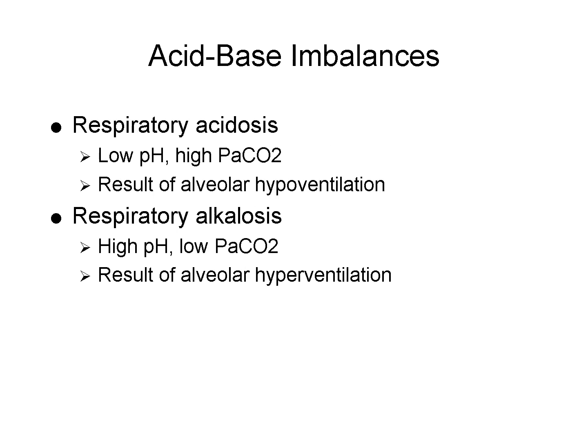Respiratory acidosis is characterized by a low blood pH and an elevated partial pressure of carbon dioxide. It results from alveolar hypoventilation, where the lungs fail to expel enough carbon dioxide, leading to acid accumulation. In contrast, respiratory alkalosis presents with a high blood pH and a low partial pressure of carbon dioxide. It is caused by alveolar hyperventilation, where excessive breathing expels too much carbon dioxide, creating an alkaline state.